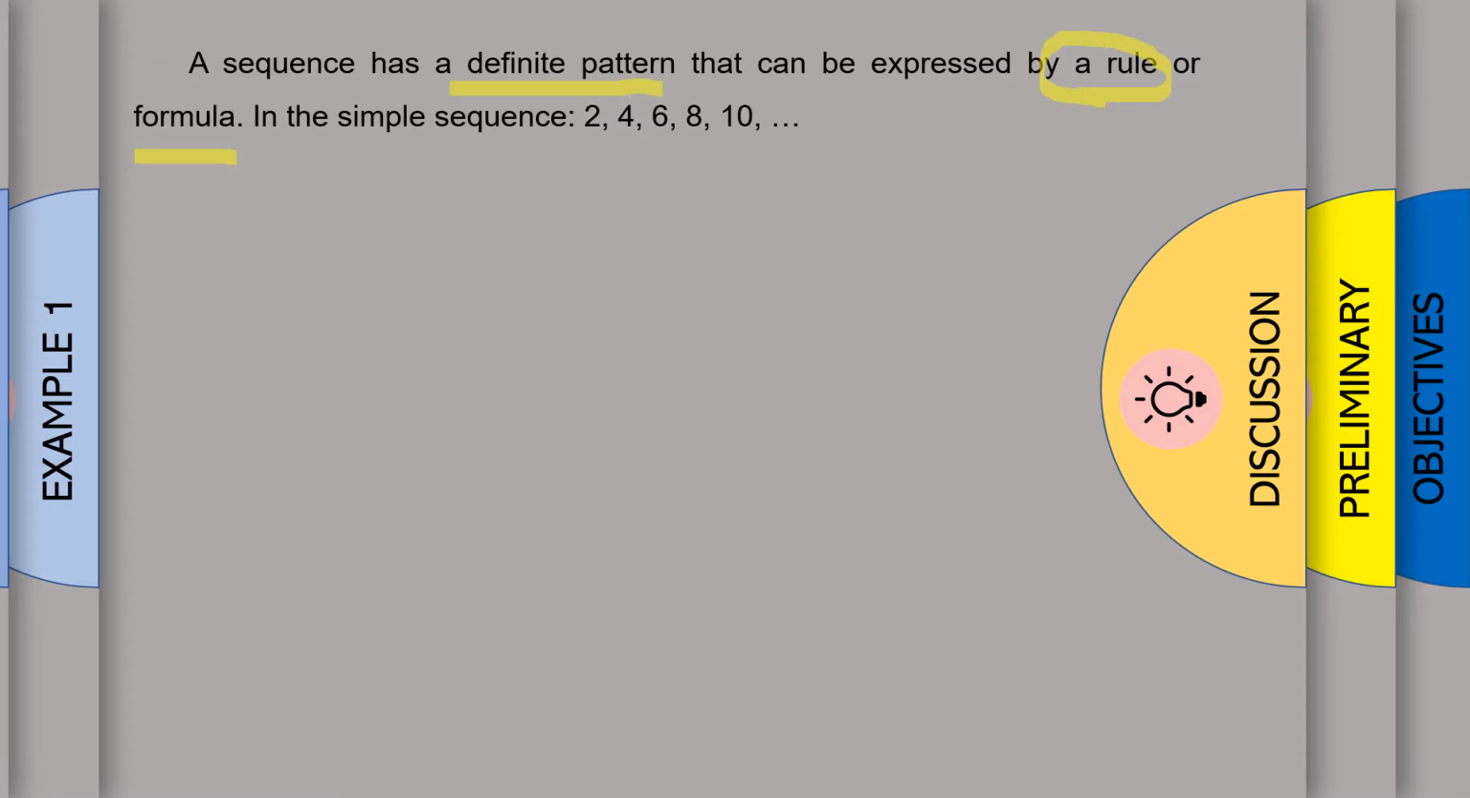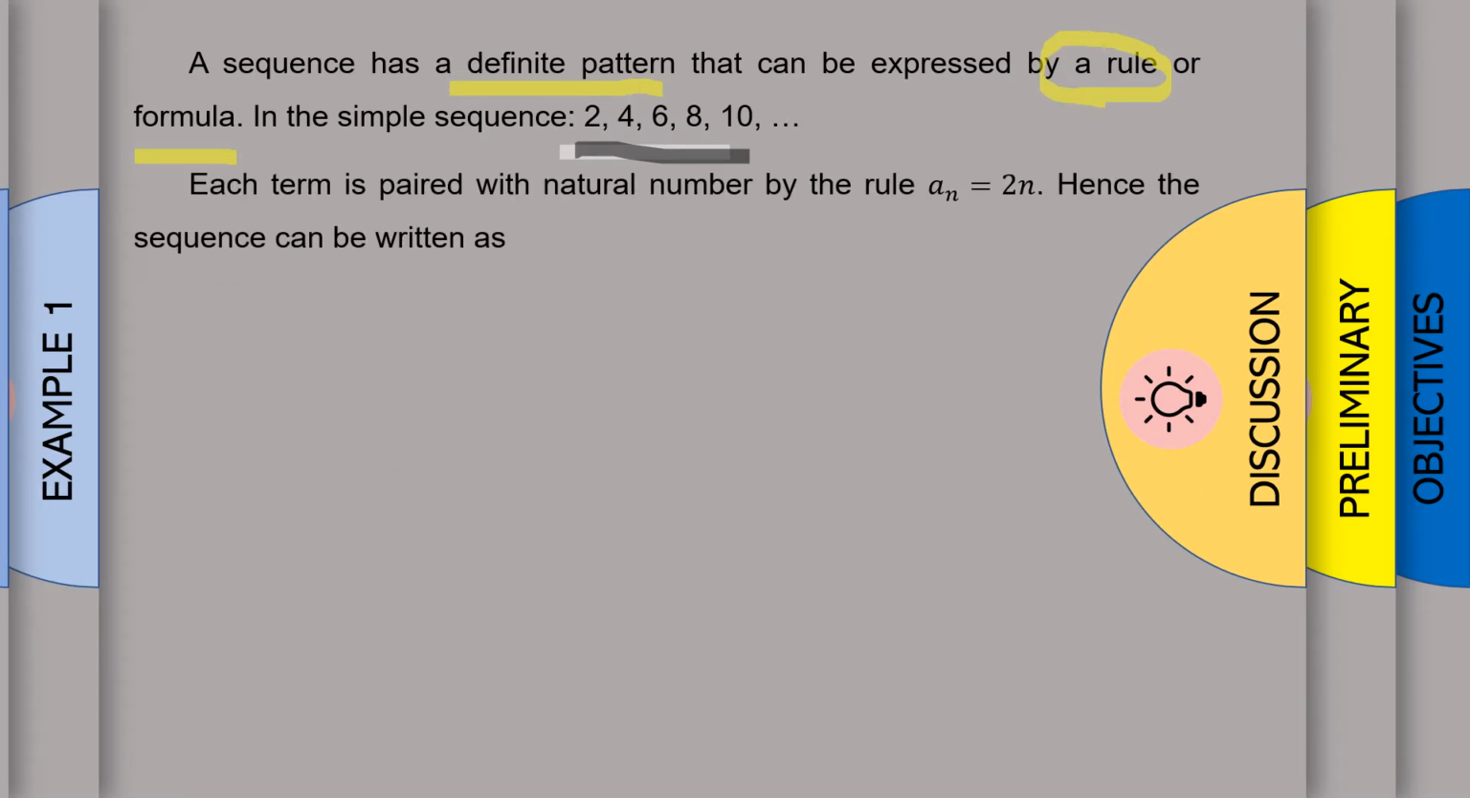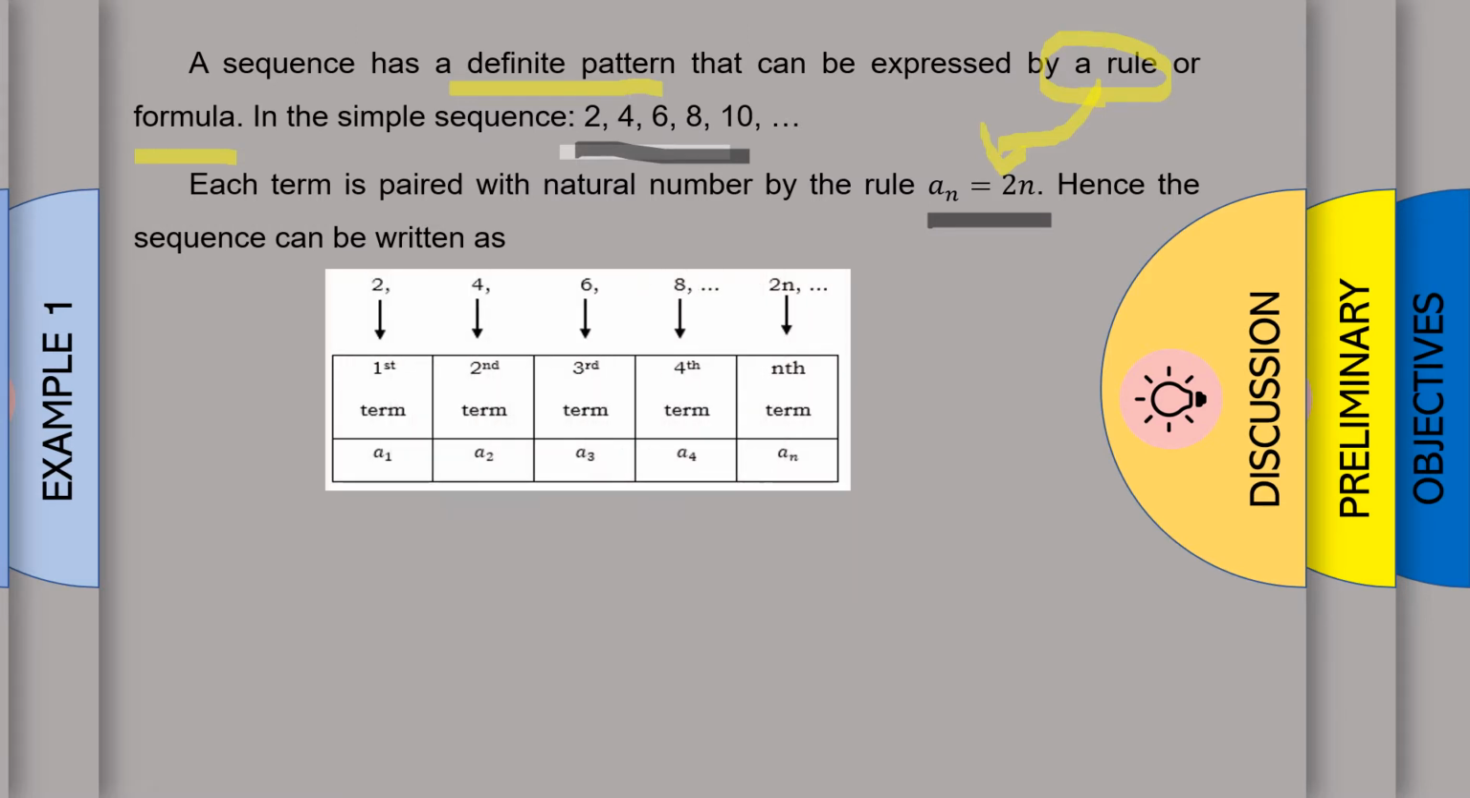Tingnan natin dito. In the simple sequence natin, we have here 2, 4, 6, 8, 10, so on and so forth. Titingnan natin ngayon, each term is paired with a natural number by the rule. Okay, naka-rule form tayo. Let a sub n is equal to 2n. Hence, the sequence can be written as, ito yung ating rule form. Yung rule na gagamitin natin is that a sub n is equal to 2n. Hence, the sequence can be written as this.